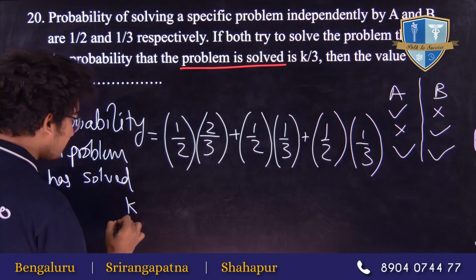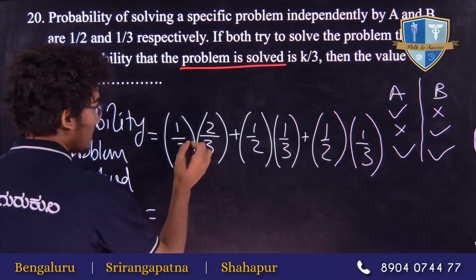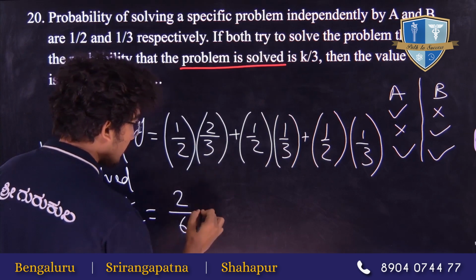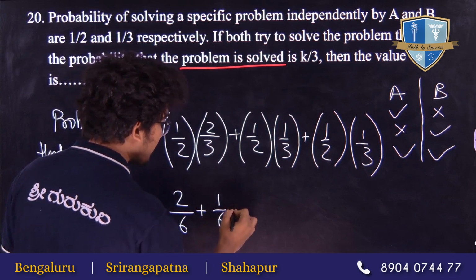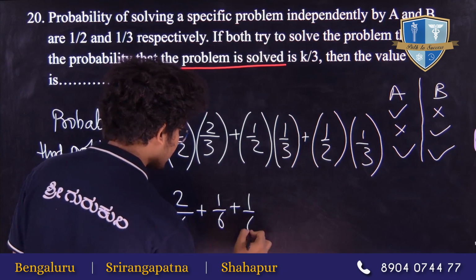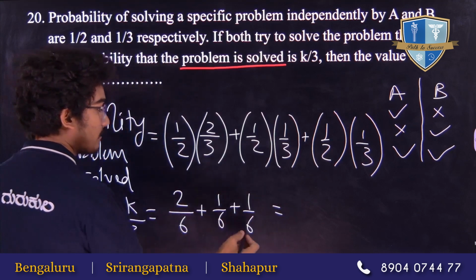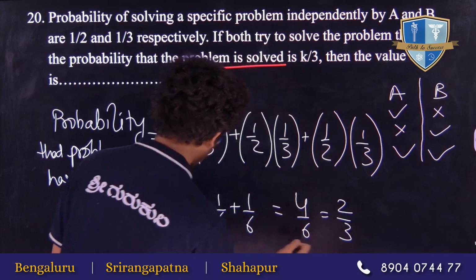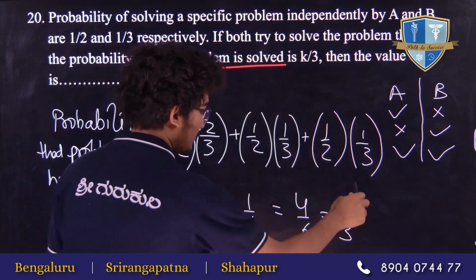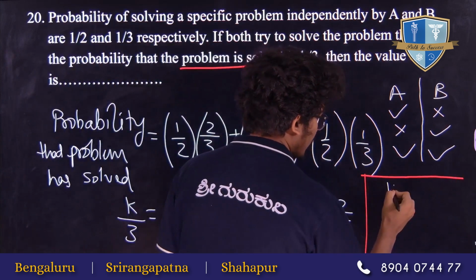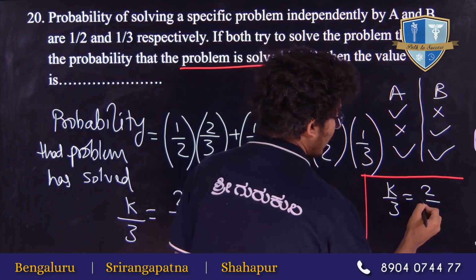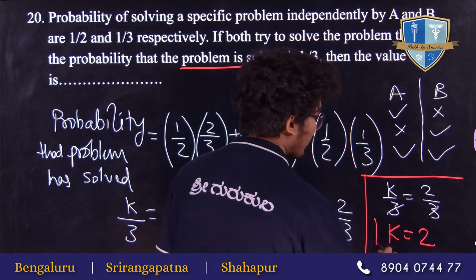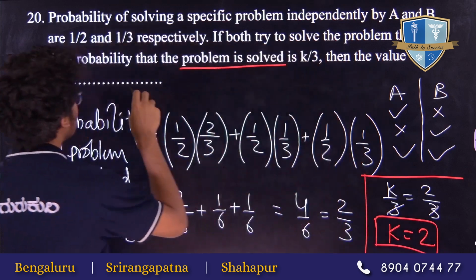So K by 3 is equals to this will become 2 by 6 plus 1 by 6 plus 1 by 6. So this is equals to 2 plus 1 plus 1, 4 by 6, which is equals to 2 by 3. So K by 3 is equals to 2 by 3. Means K by 3 is equals to 2 by 3 implies K is equals to 2. So our final answer will be 2.